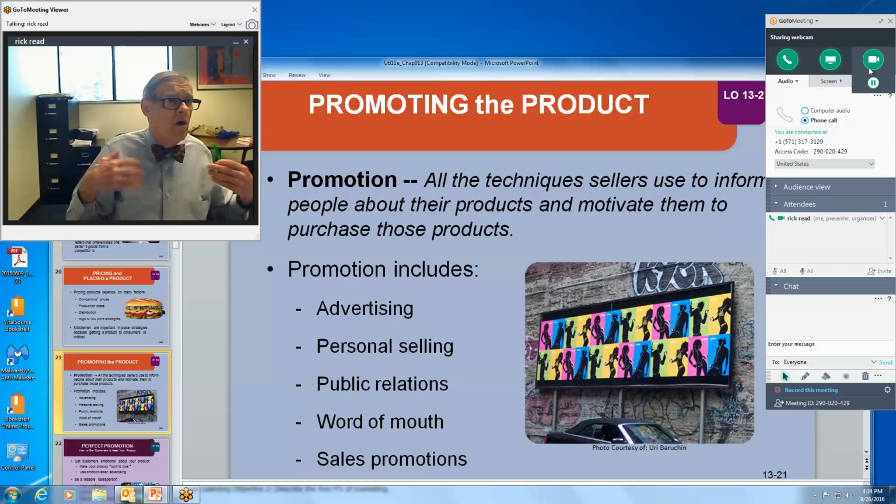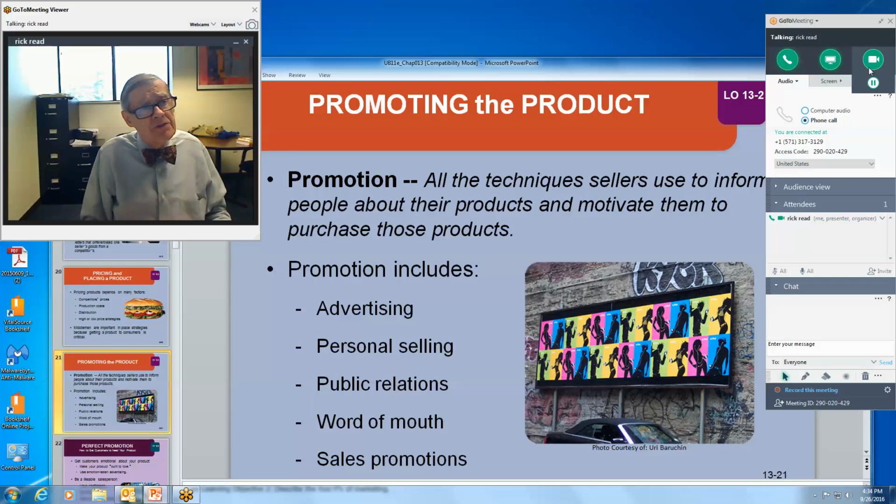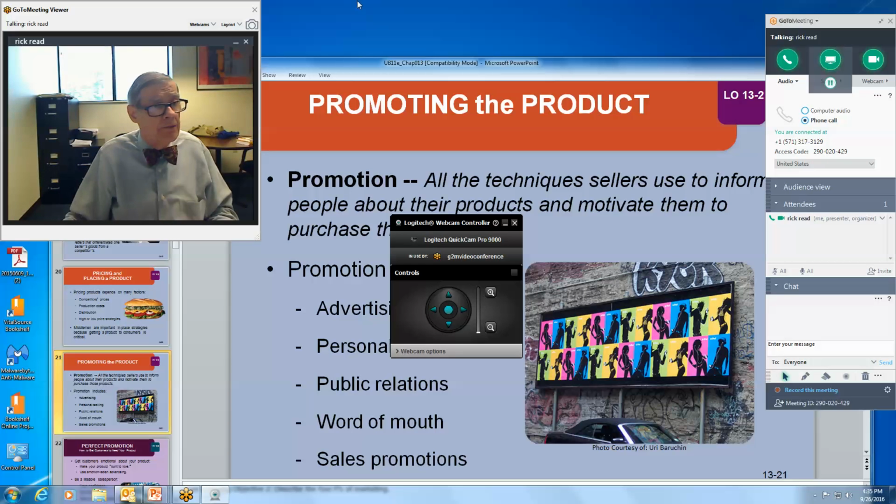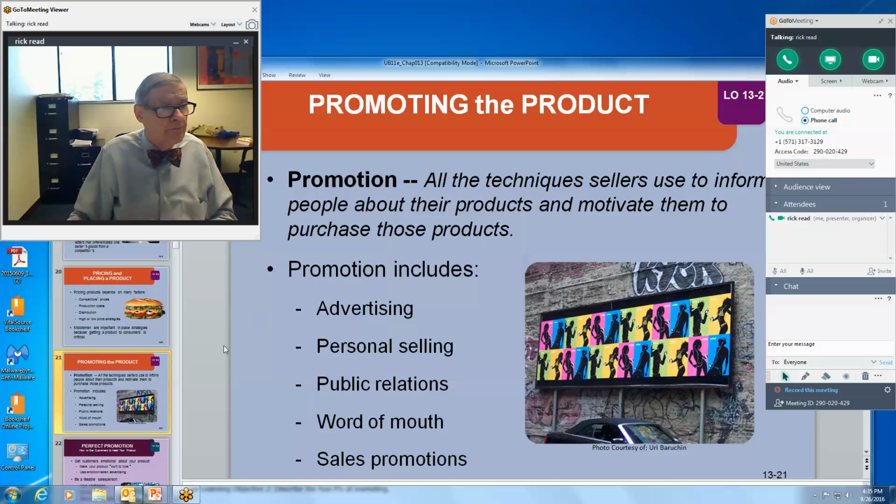Promotion takes in all these type things. And again, we're going to talk more about promotion when we get to chapter 16. But it's all the things, all the techniques, I want to say, that a producer uses to entice people to, one, think about buying the product, and then two, eventually get them to make a purchase. And it includes personal selling and advertising and promotion, word of mouth, public relations, etc.